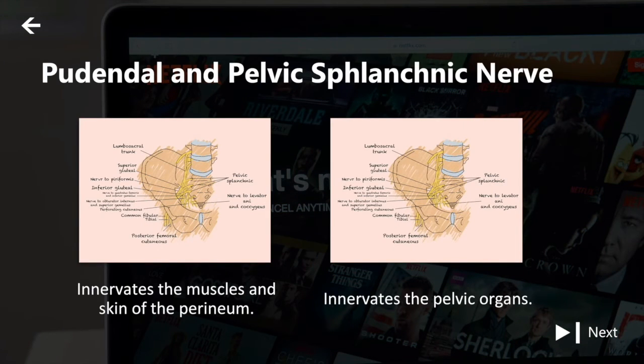Next, we have the pudendal and pelvic splanchnic nerves. The pudendal nerve innervates the muscles and skin of the perineum, and this nerve is formed from the second to the fourth sacral spinal nerves. It exits the pelvis through the greater sciatic foramen and enters the perineum through the lesser sciatic foramen, which then innervates the skin of the perineum. While the pelvic splanchnic nerves innervate the pelvic organs. These nerves stem from the second to the fourth sacral spinal nerves.